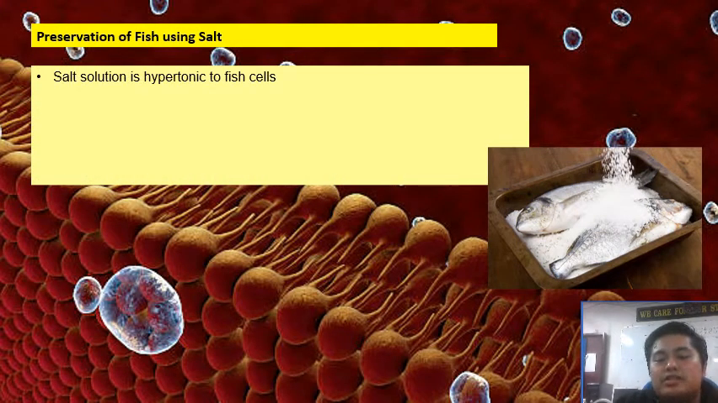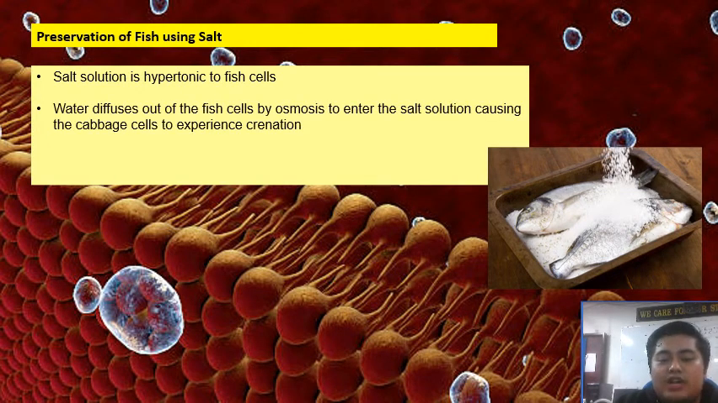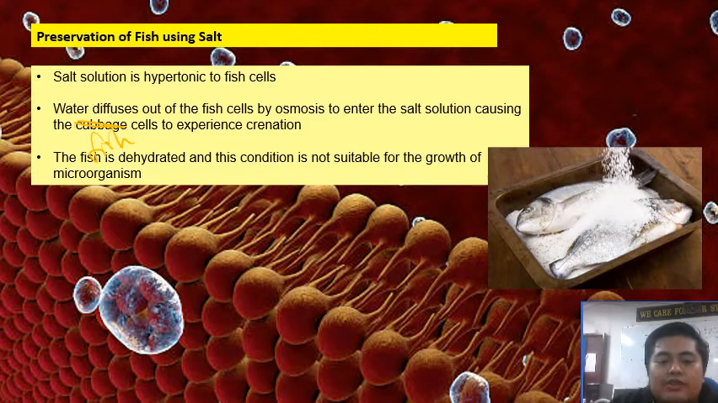Next, preservation of fish using salt. So salt solution is hypertonic to the fish. Sama juga kes macam tadi. So air akan buat apa? Air akan meresap keluar dan masuk ke salt solution, causing the fish cell to experience crenation. So this fish will be dehydrated and the condition is not suitable for the growth of microorganisms.